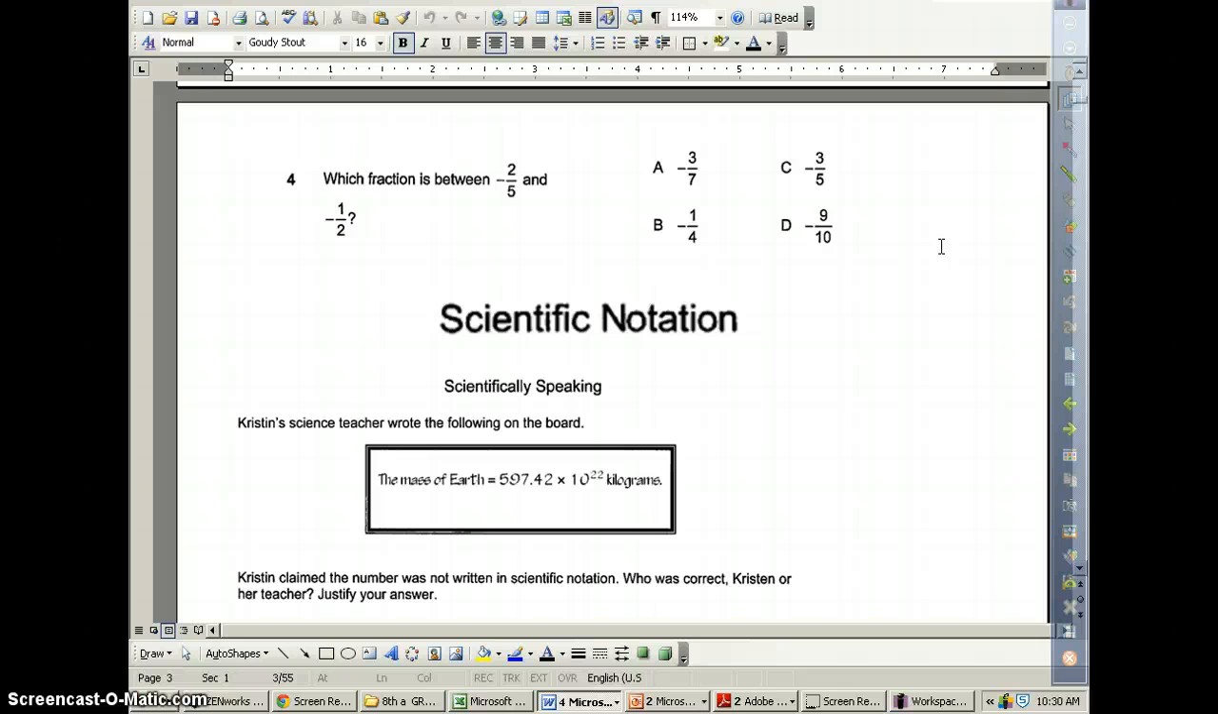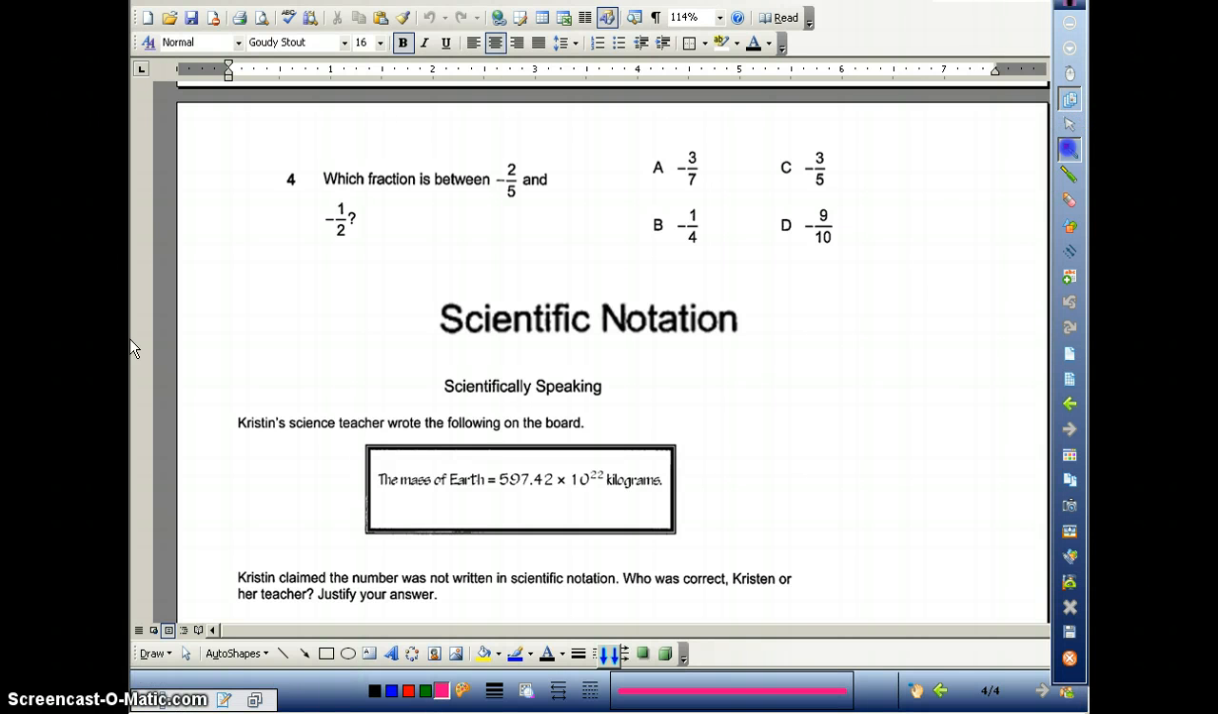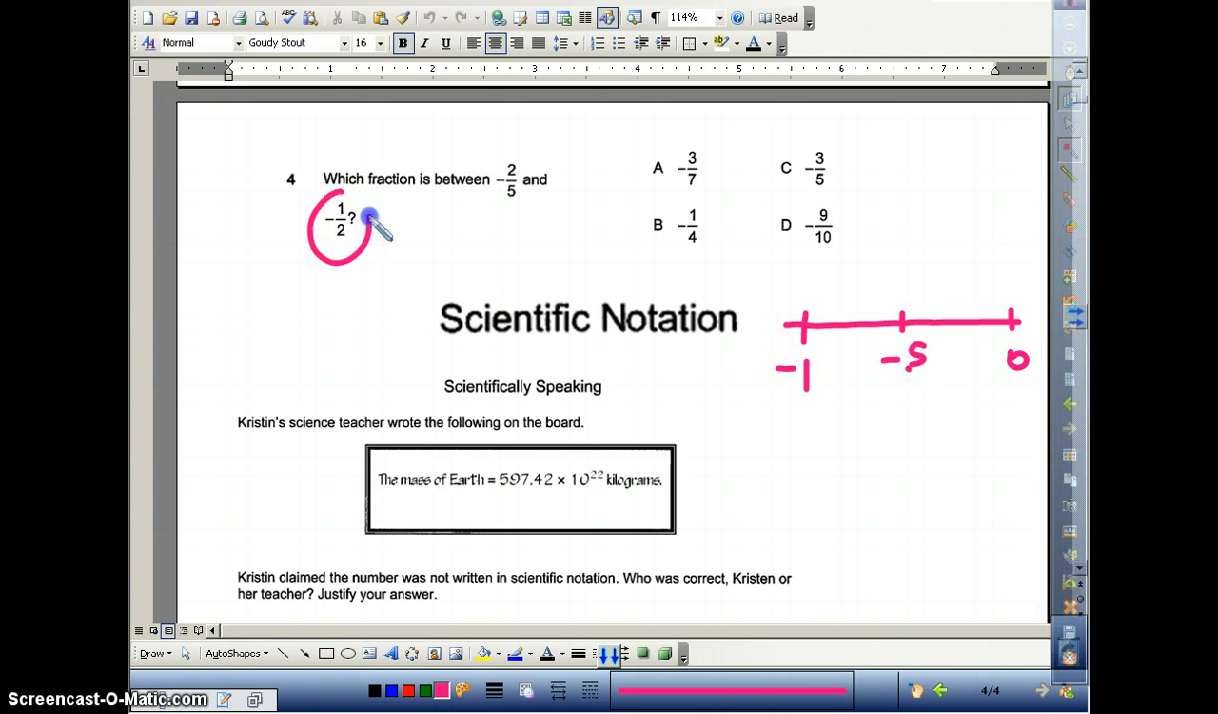Let's do number 4 at the top on page 3. Okay, they want to know which fraction is between -2/5 and -1/2. Those are pretty easy decimals, but don't forget we're talking negatives here. All right, here's -0.5, and that's -0.5 right there.